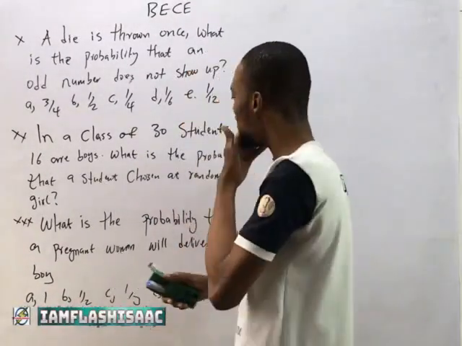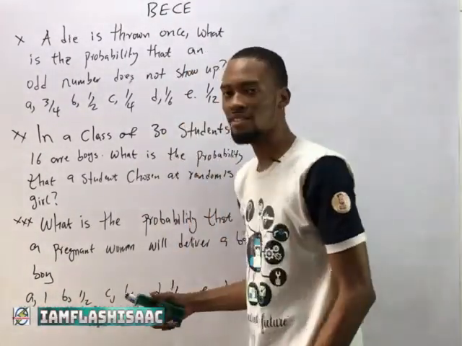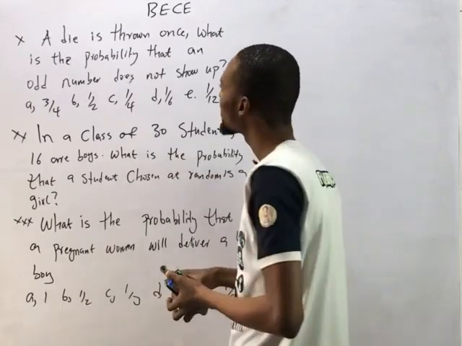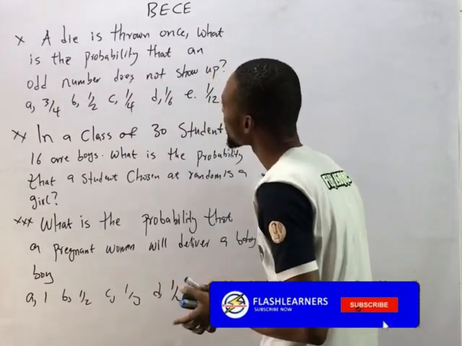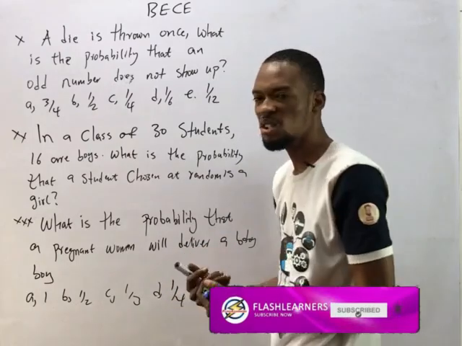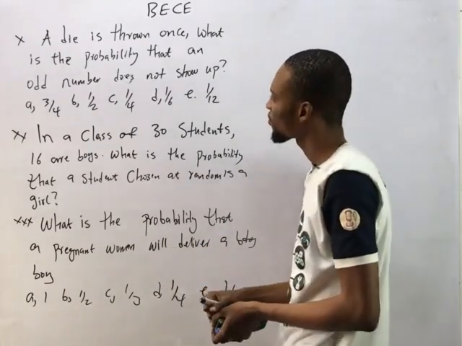Probability means possibilities. And these are BECE questions under probability. Now the first question says, a die is thrown once. What is the probability that an odd number does not show up?